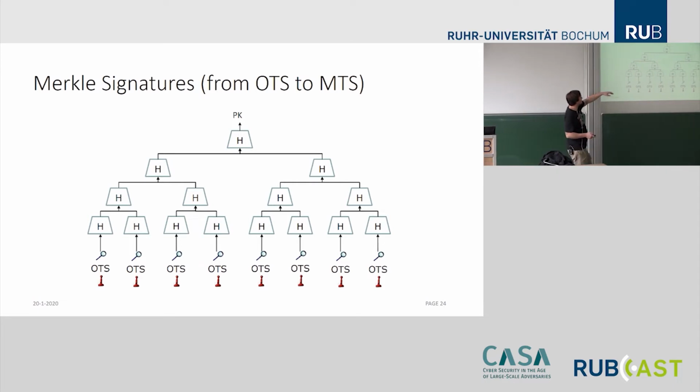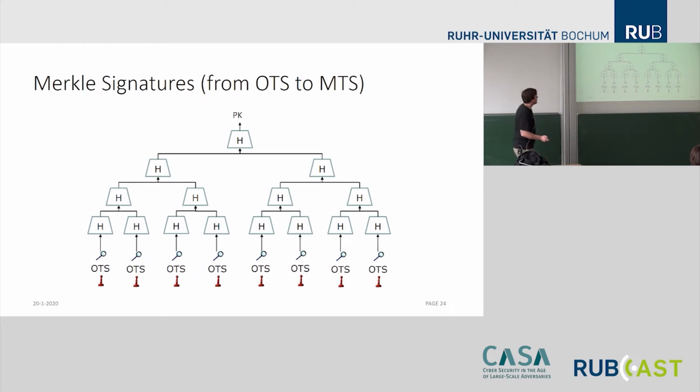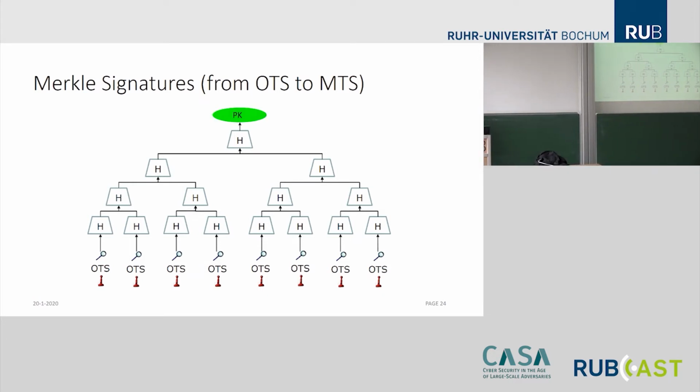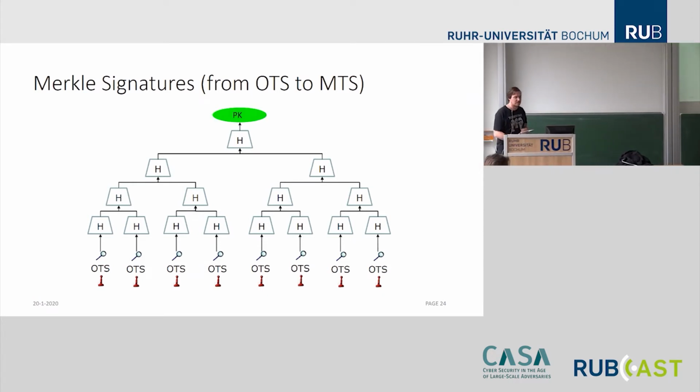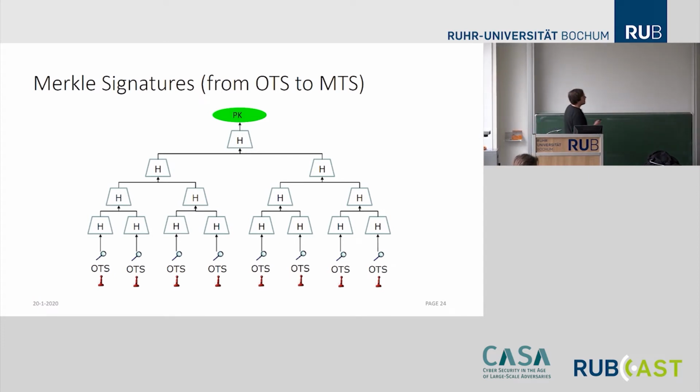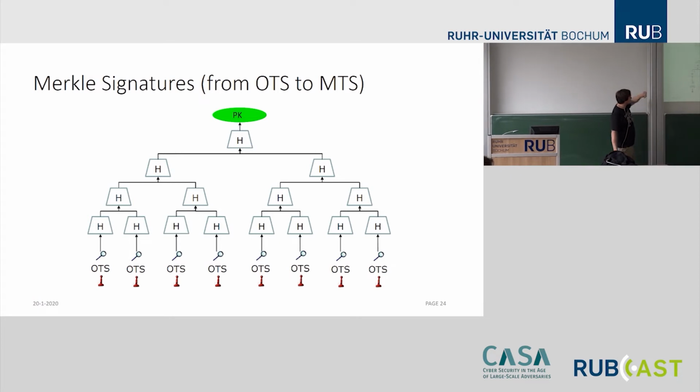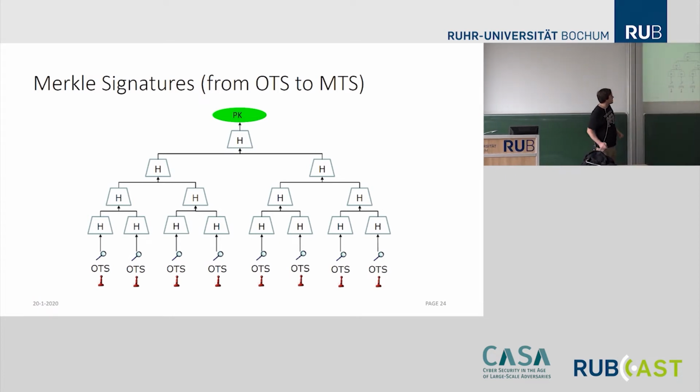And then I build up a tree where every node internally is the hash of the concatenation of its 2 child nodes. Okay? So I guess most of you have seen a Merkle tree, one place or the other before. So this actually kind of authenticates all these one-time public keys. My new public key of this tree scheme is the root node of the tree.